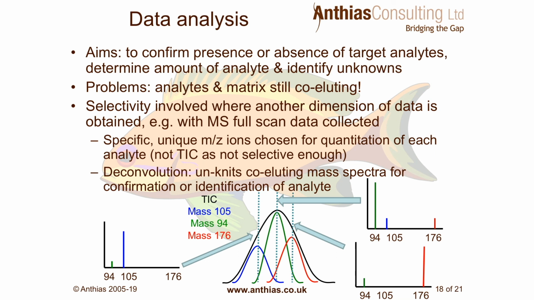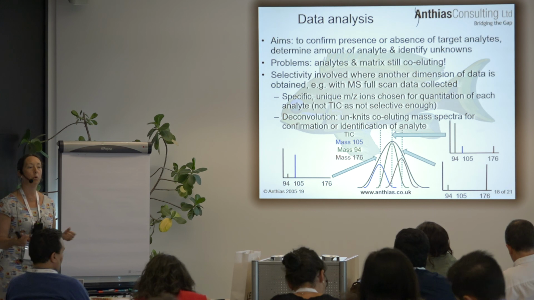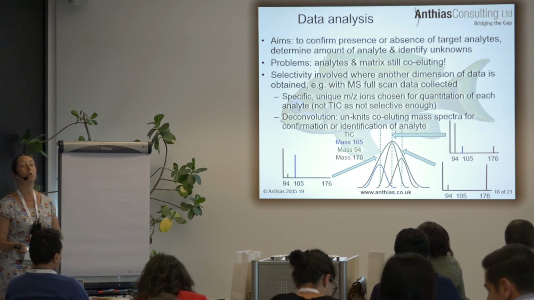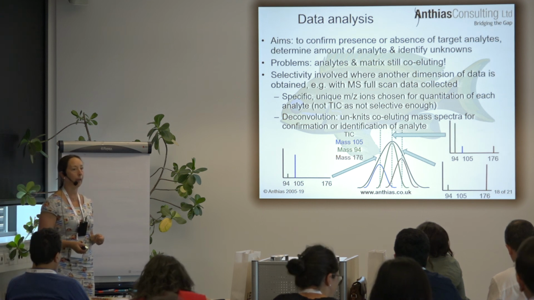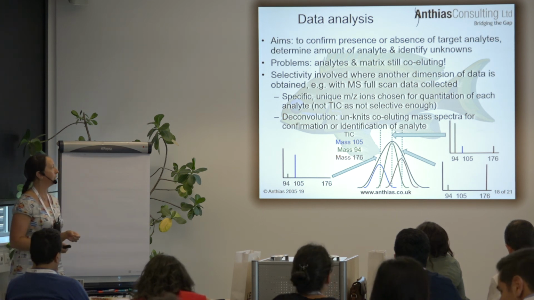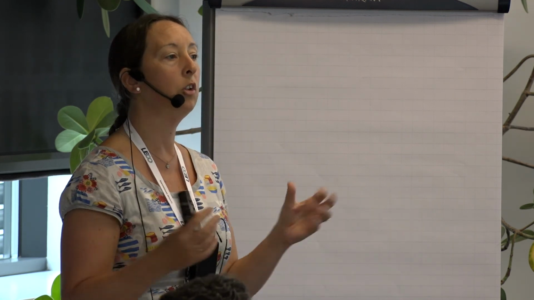So having the mass spectrometer again adds an extra dimension of data and an extra way of being selective. With this, we could be selecting, for example, for quantitation, a mass which is a unique mass, i.e. it's not present in co-eluting compounds, and it's quite good and big in our mass spectrum as well. And we could be using deconvolution as well. That's a way of pulling apart our mass spectra and seeing if we have co-eluting peaks, if they have differences in the ions in the mass spectra.